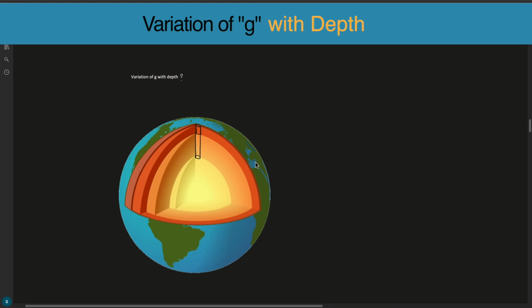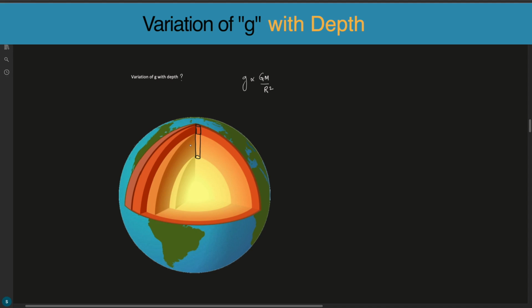Now what will be the change and how can we calculate that? In the previous lecture, we saw that g is proportional to GM by r squared, where G and M were constant. Why? Because G is the universal gravitational constant, 6.67 into 10 to the power minus 11 newton meter squared per kg squared. The mass of the earth is constant, but if you look closely, this mass is not remaining constant in this case.